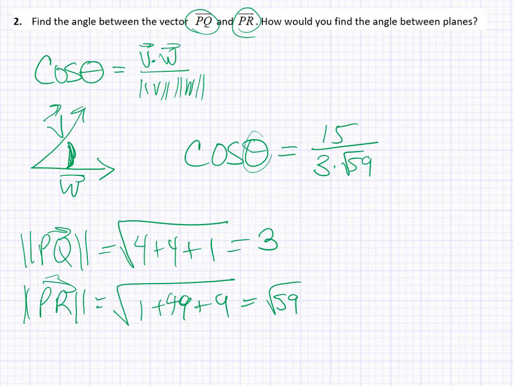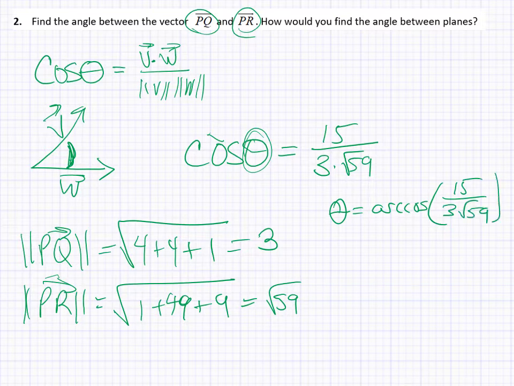Now, we want to figure out what the angle is. So now we've got to get rid of the cosine. The way we do that is with an arc cosine. So we say theta equals the arc cosine of 15 over 3 square root of 59. And for all intents and purposes, that's the answer. That's the angle, okay? And that's perfectly fine to say the angle is arc cosine of 15 over 3 square root of 59. And we could simplify that, I guess. Cancel the 3 with the 15, write that as a 5. But nonetheless, that's our angle.